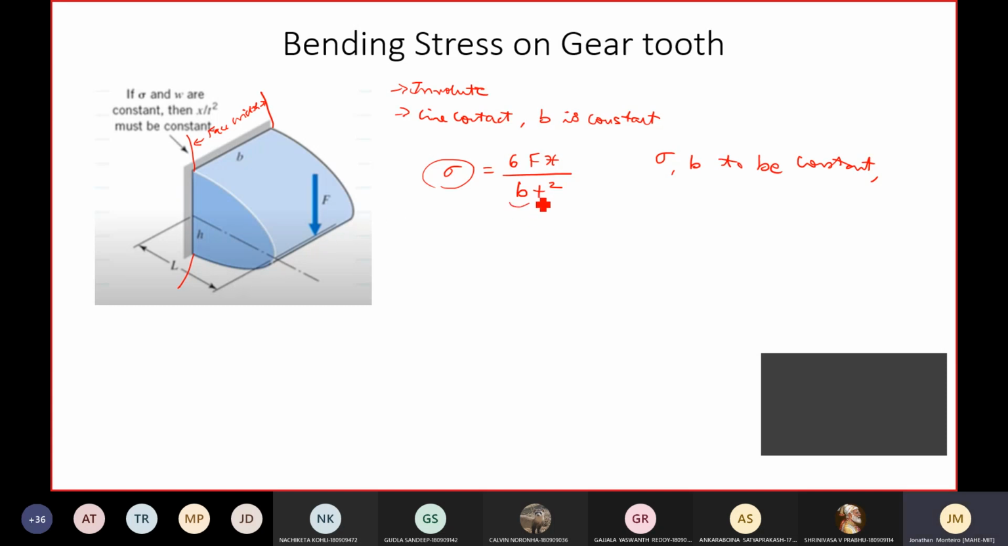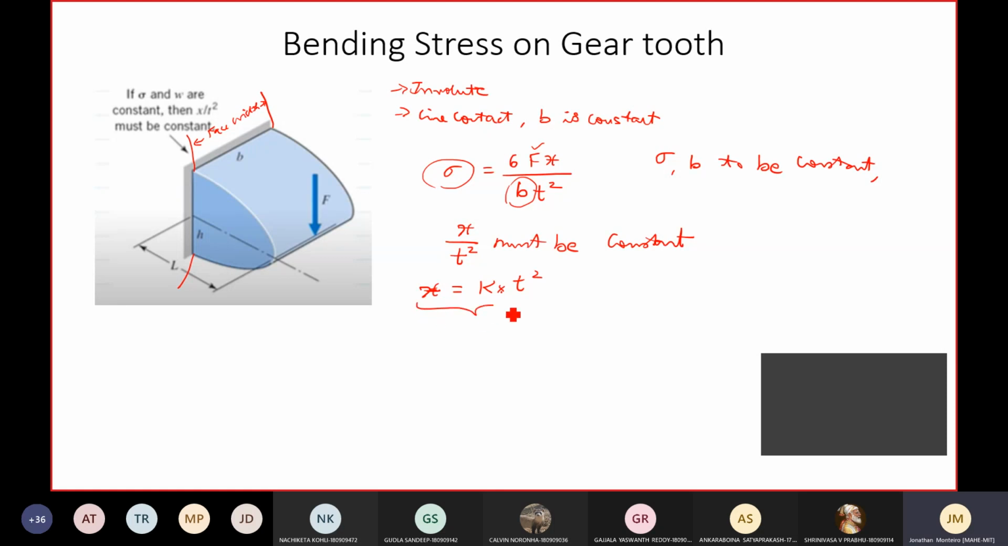So sigma is constant, B is constant, F is already a constant. So what is the only thing remaining? X by t square must be constant. What does it describe? Can you write it mathematically? If x by t square is a constant, say k, can I write x is equal to k into t square? The ratio x by t square is a constant, which I assign to k or a, whatever it is.